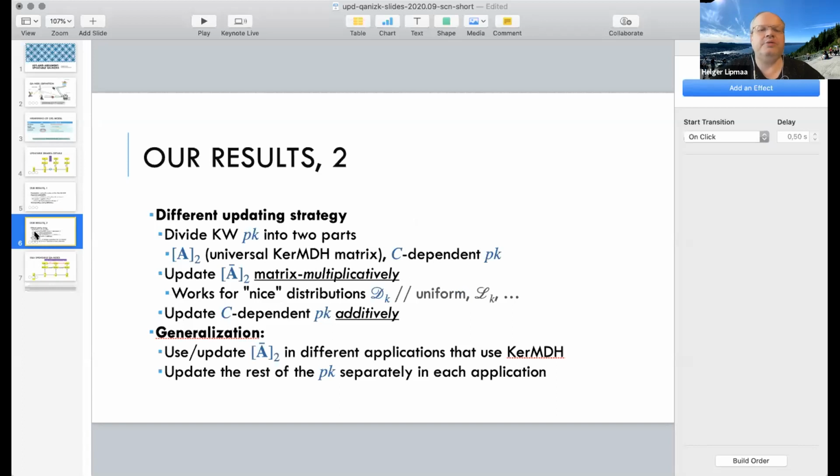Then maybe the most technical thing that I'm going to explain about my result is that we have very different updating strategies. Like I said, there's an impossibility result saying that if you do multiplicative updates, then the public key can only consist of monomials in trapdoors. And this is not the case in CONISCs. So we do something very different.